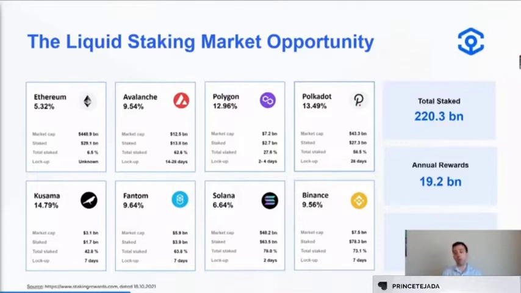Annual rewards are estimated at 19 billion for those 8 blockchains, with an average reward of 8.7%. So this is obviously very appealing. The appealing part as well is that for some blockchains, the staked market is actually higher than the market cap itself, like in the case of Solana and Avalanche. As a reminder, the market cap includes only the circulating supply, and staked tokens are not part of the circulating supply. So the staked market of Avalanche and Solana is bigger than the market cap of Avalanche and Solana itself.